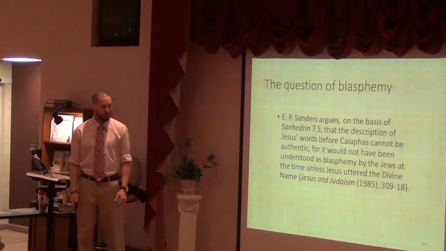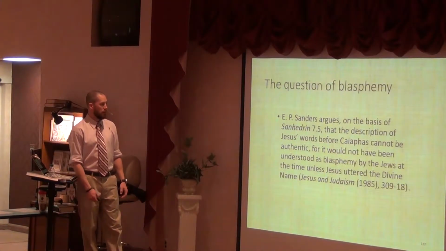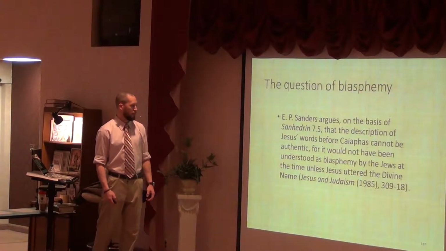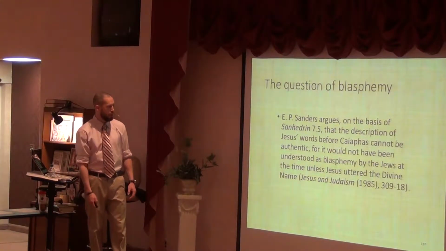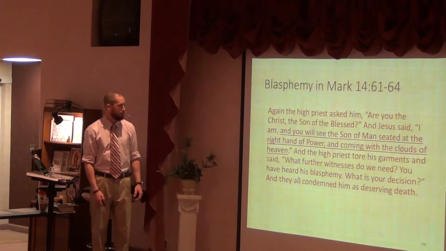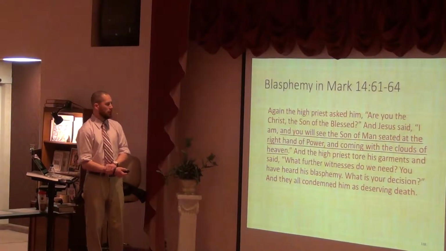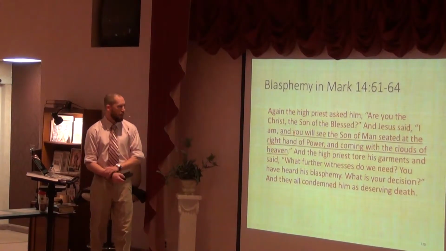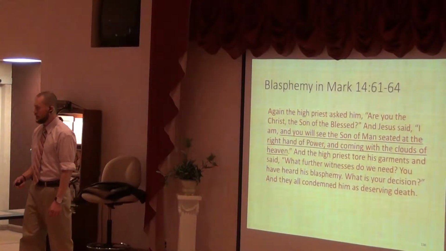Big deal. E.P. Sanders argues on the basis of the Sanhedrin, the document I told you about, that the description of Jesus' words before Caiaphas cannot be authentic, for it would not have been understood as blasphemy by the Jews at the time unless Jesus uttered the divine name. So let's look at this. Mark chapter 14. Jesus said, I am, and you will see the Son of Man seated at the right hand of power and coming with the clouds of heaven. Does anybody know the Bible references that Jesus is referring to?